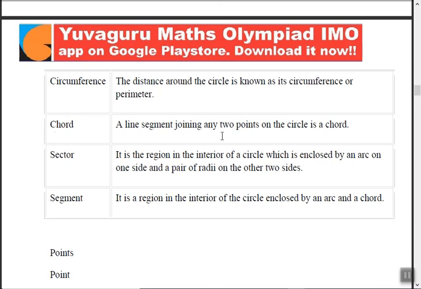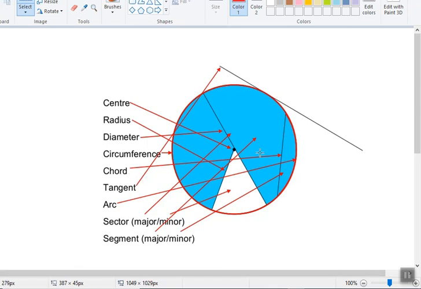Chord: a line segment joining any 2 points on the circle is called a chord. See, this is a chord. Any 2 points on the circumference. Now even a diameter is a chord.